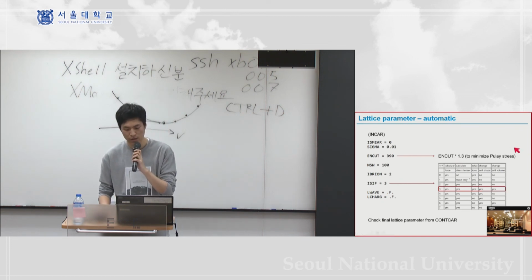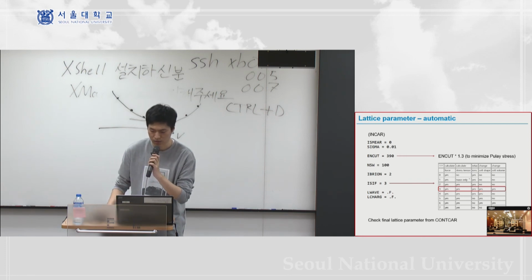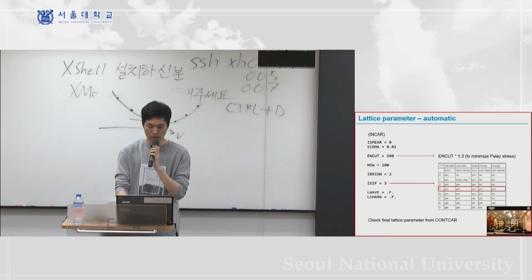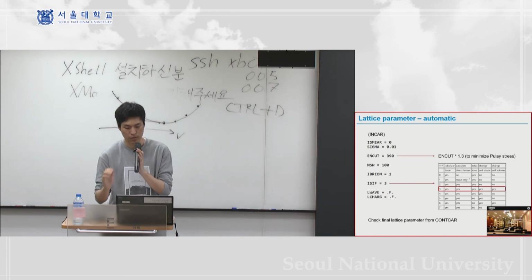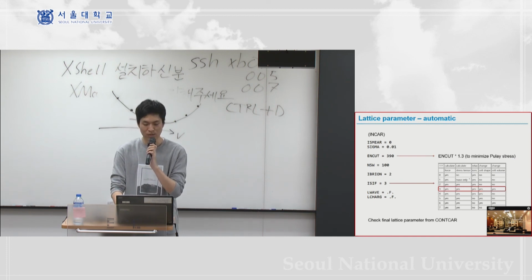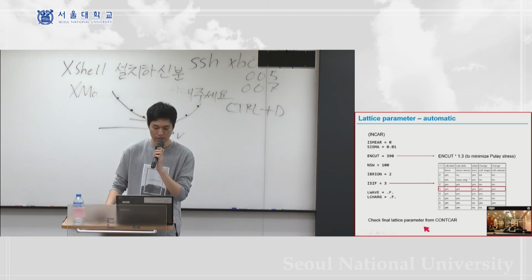This is because there is something called Pulay stress. This is an artifact that comes from the basis set. Since we are using a plane wave basis set, if the cell volume changes, the basis set also changes. So this Pulay stress comes from that. So we will have to use a slightly larger cutoff energy. Then you can check the final lattice parameter from the CONTCAR file.